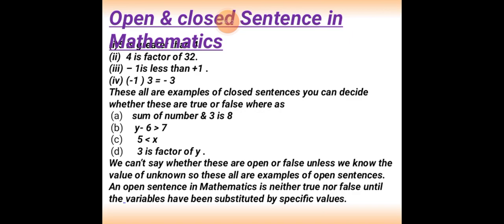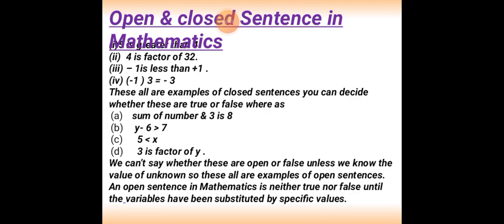Whereas the sum of a number and 3 is 8: we don't know the number. It could be 4, and 4 plus 3 is equal to 7, not 8, so it would be a wrong statement. But we cannot say it is false because we don't know what the number is. If it were 5 plus 3, that could be true, but here we don't know the value of the number, so it's an open sentence.